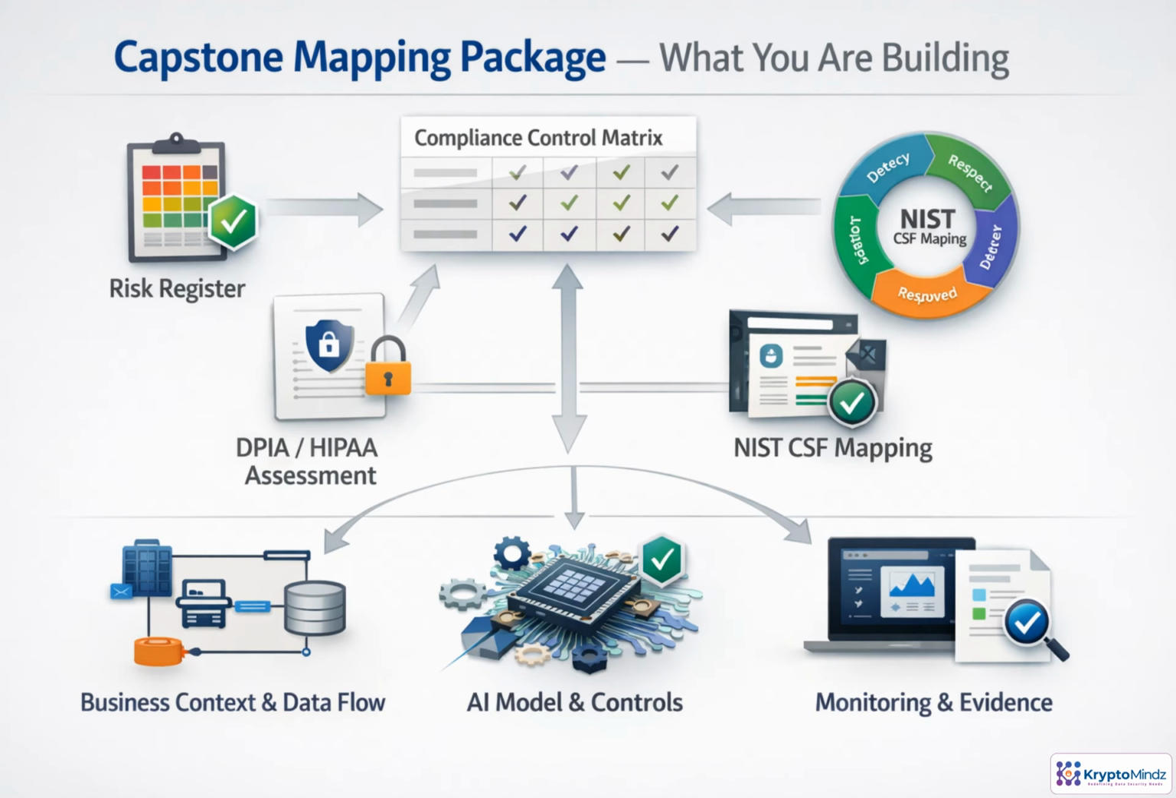The capstone is a traceability package, not a stack of separate documents. A risk begins in the business context and data flow, then connects to privacy or HIPAA analysis, the control matrix, NIST CSF mapping, and monitoring evidence. For each material risk, reviewers should be able to see who owns the control, whether it is implemented, how often it is tested, and where the proof lives.